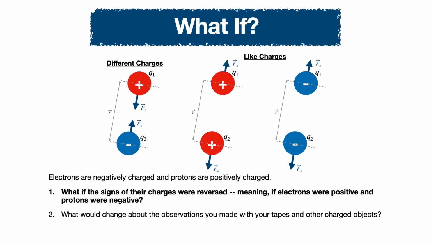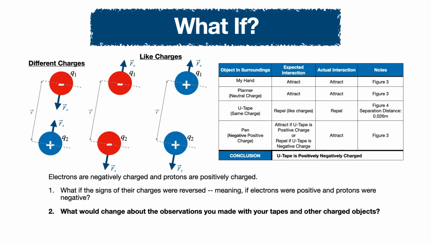If the signs of electrons and protons were reversed, the relationships between like and different charges would be the same. As a result, nothing would change about the relationships between the U-tapes and the other charged objects in the experiment except for the name of the charge flipping from negative to positive and vice versa.